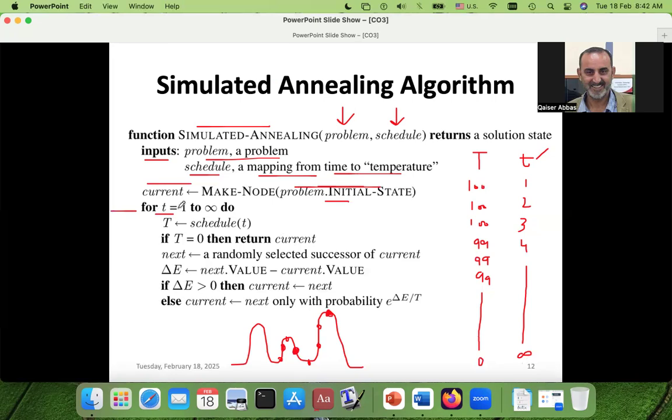Initially t is equal to 1, and then we are putting this 1 into this schedule, into this list, and then this schedule will return what? It will return 100 into this capital T. So the value of capital T is now what?